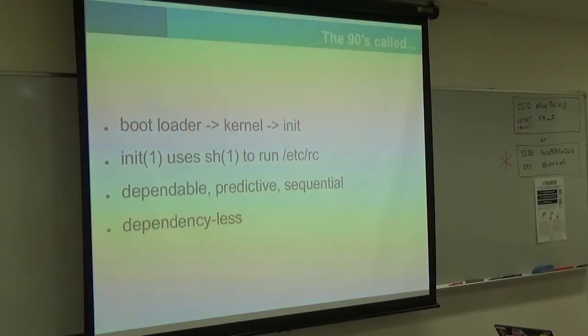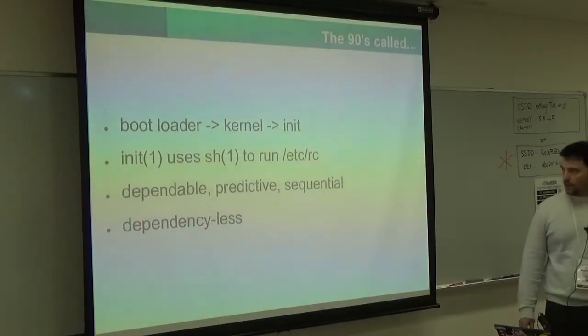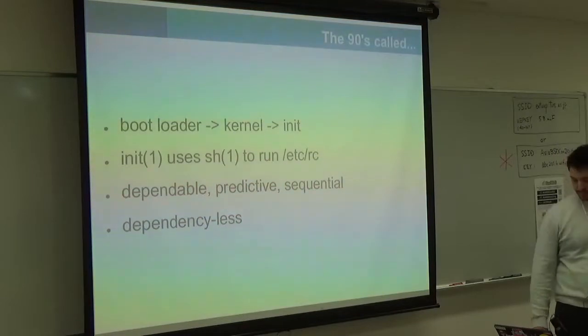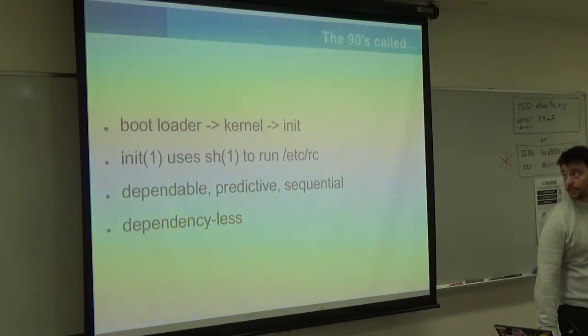The way OpenBSD has booted hasn't changed much since its first inception. To put it roughly, we have the bootloader that will run the kernel, which will run init. And init will run the /etc/rc script within the /bin/sh shell. It's been dependable, predictable, sequential, no dependency. It worked pretty well, but it was, of course, very static.